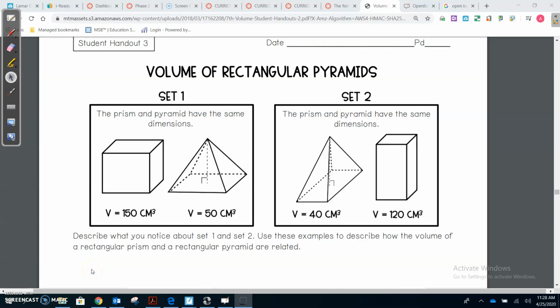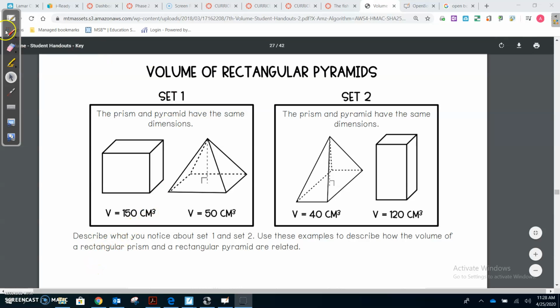Hey guys, so I'm going to try this a little bit differently this week to record a mini lesson on the volume of rectangular pyramids. So last week we did volume of rectangular prisms. This week we're doing pyramids, so it's just going to look a little bit different. So here we go.